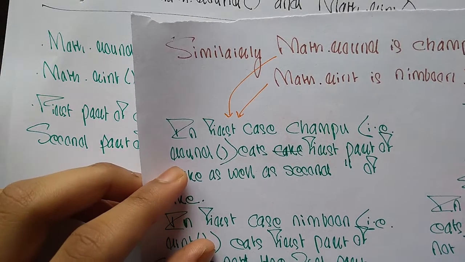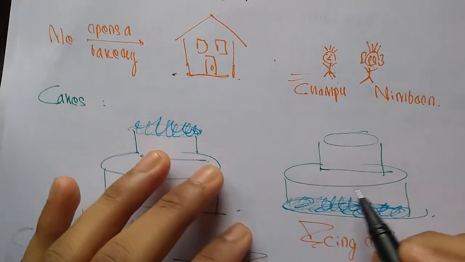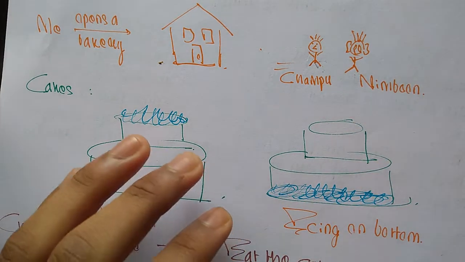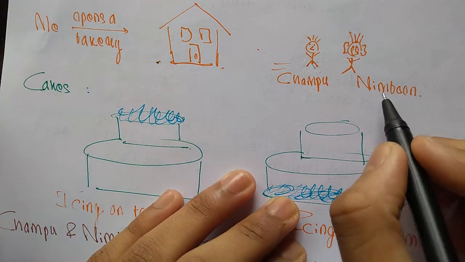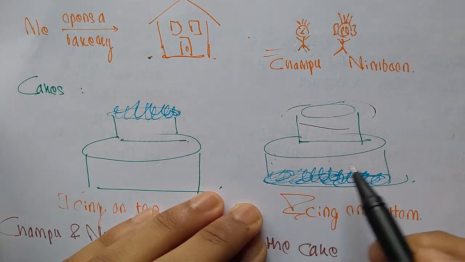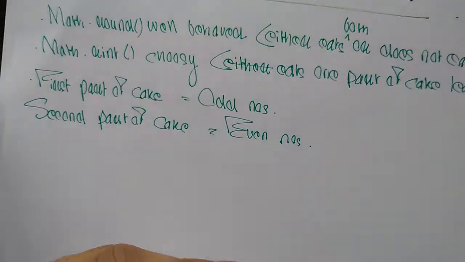Okay. And in the second case, Champu does not eat both the parts of the cake. Sorry, my bad. So Champu does not eat the cake. He just throws it in the trash. The whole cake. And what Nimbu does is again he eats only one part of the cake and the other part he throws in the trash. Okay. Now why did I take this example?